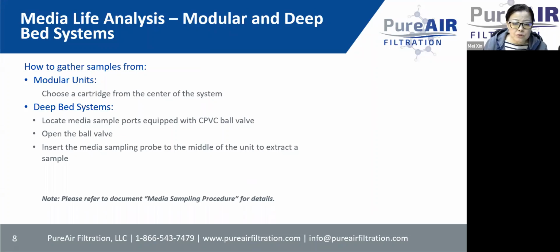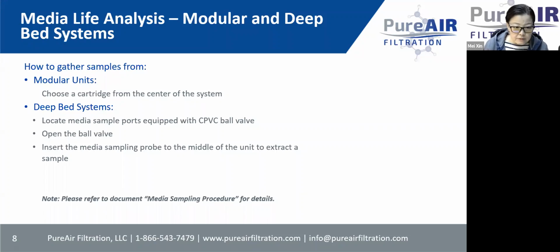So always choose a cartridge from the center of the system. And you can open the cartridge and shake a little bit, get the sample out, and refill the cartridge with fresh media and put back in the center of the system, because the cartridge is very sensitive to shortcut. If you have any gas pass by without a very good packed media, your performance probably will be reduced. So this is for the modular units. Always take a sample from the center of the system.